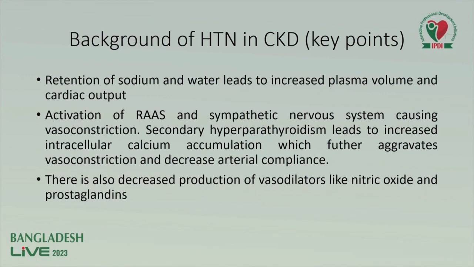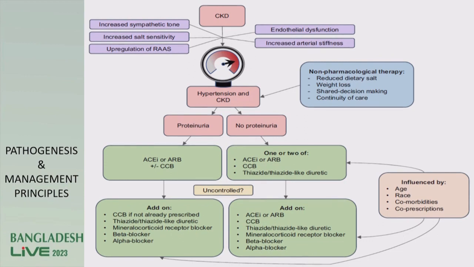These are the basic pathophysiology. This is the retention of sodium and water leading to increased plasma volume and cardiac output, and the subsequent activation of the renin, angiotensin, aldosterone system and sympathetic nervous system leading to vasoconstriction, and associated secondary hyperparathyroidism leading to intracellular calcium accumulation, reduced vascular compliance, and there is a lack of vasodilators as well. This is the schematic representation of the basic pathophysiology and its influence on the subsequent therapy selection.